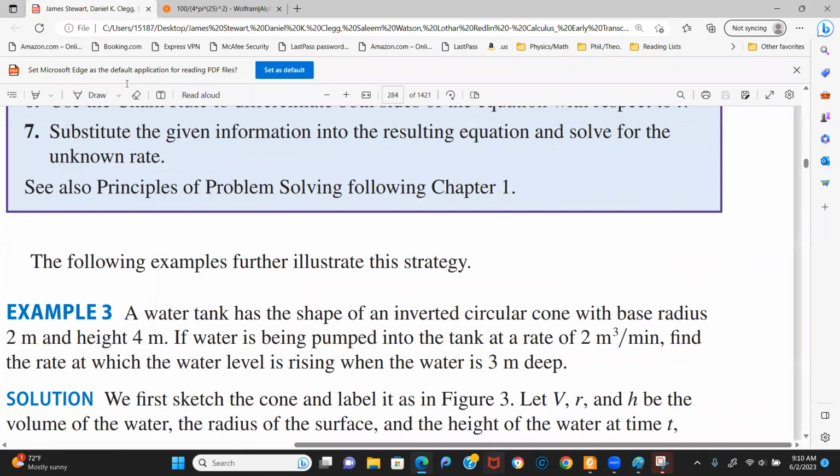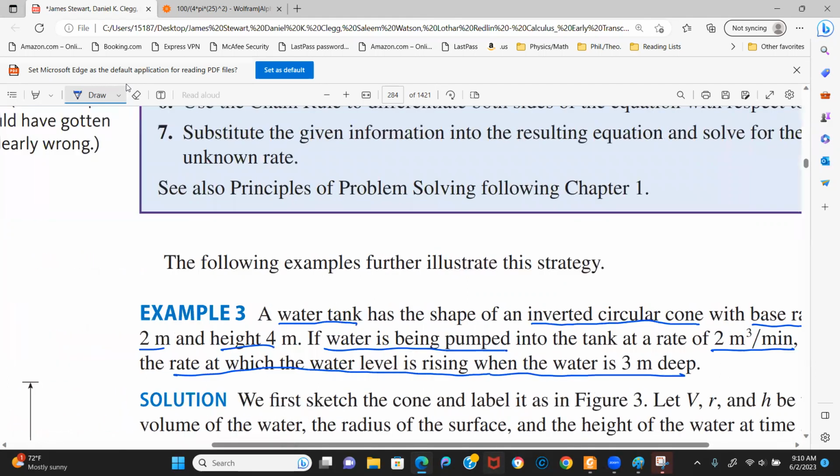So, a water tank in the shape of an inverted circular cone with base radius 2 meters and height of 4 meters. The water is being pumped into the tank at a rate of 2 meters cubed per second. We want to find the rate at which the water level is rising when the water is 3 meters deep.